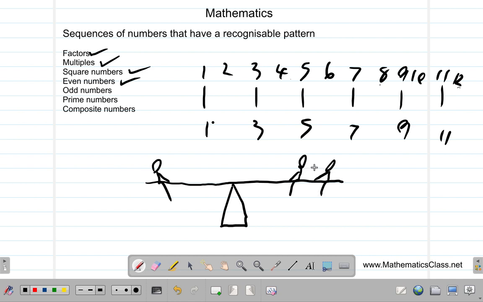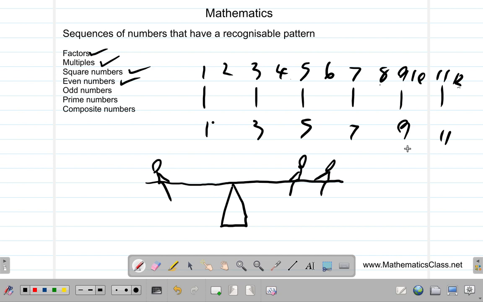That means you're going to either have one on the left and two on the right, or two on the left and one on the right. One side is heavier than the other, so you're going to tip over. So odd numbers make the seesaw tip over. You have 1, 3, 5, 7, 9, 11, right? 13, 15, and so on.